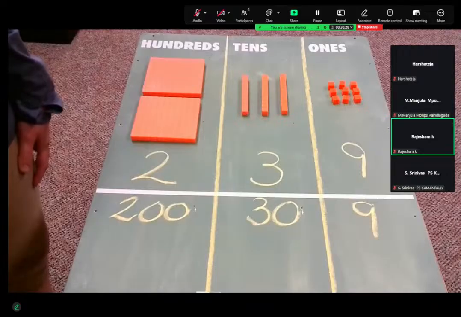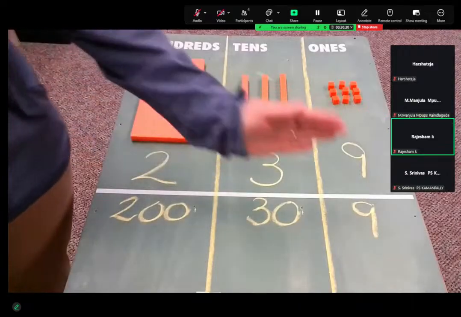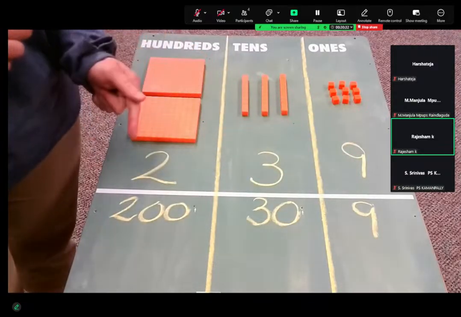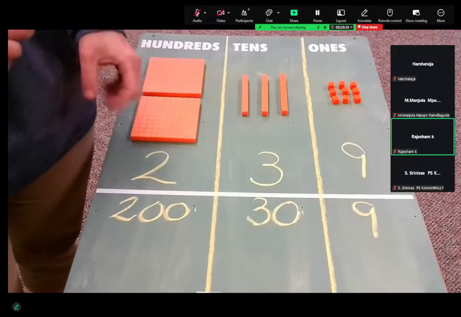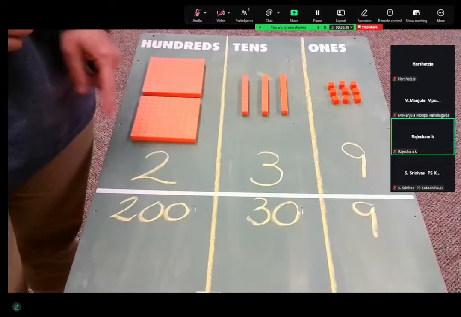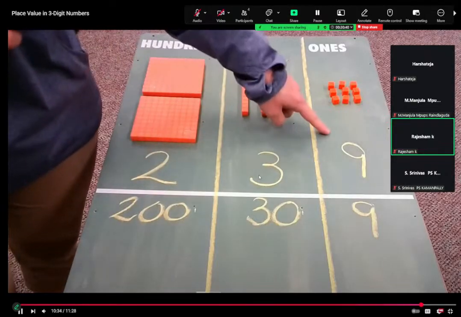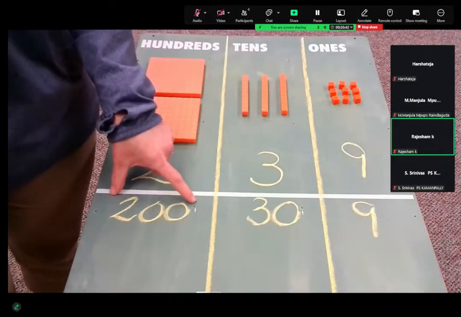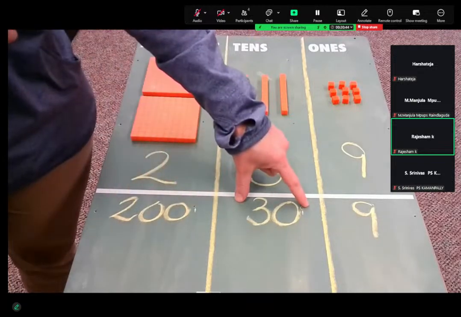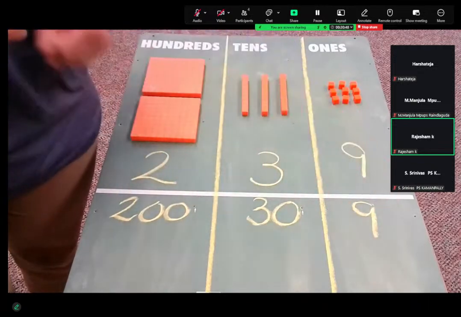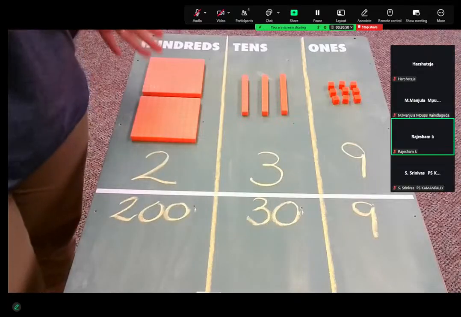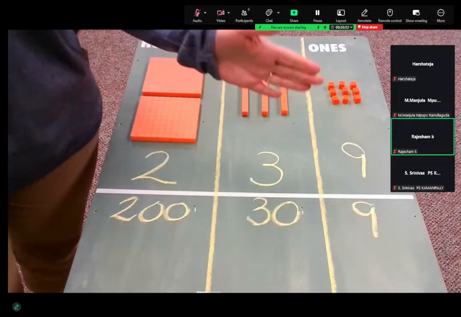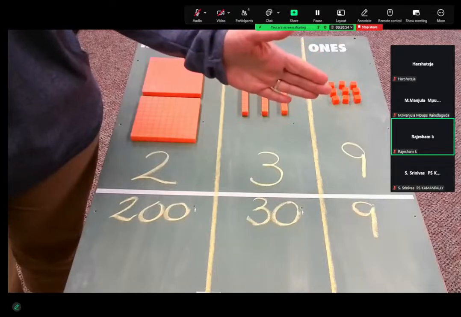So now that we see the expanded version, we see those values, we can read this number a little bit better. We understand it a little bit more. It's not just a 239. It is a 239. Because those values really pop out and they make you understand what each number is worth.